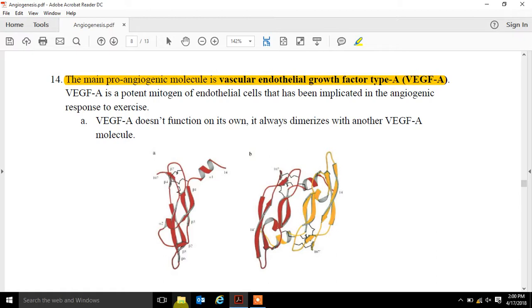It doesn't function on its own, it likes a partner, so it always dimerizes with another VEGF A molecule. On the left here, this is an individual VEGF molecule. This is the dimerization state. The dimer, there's just two of them. You've got to have the two in order for it to interact with its receptor.